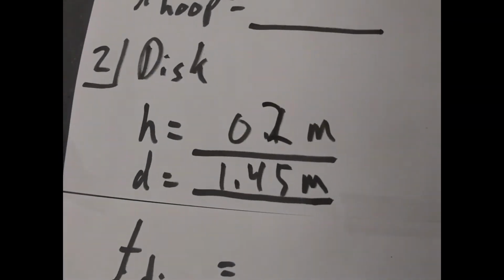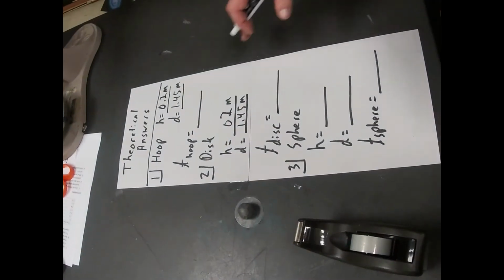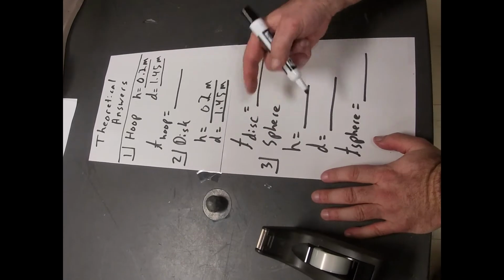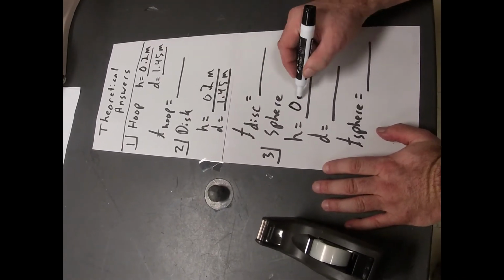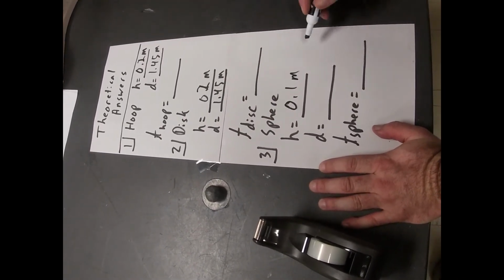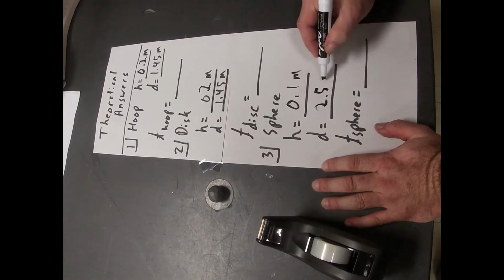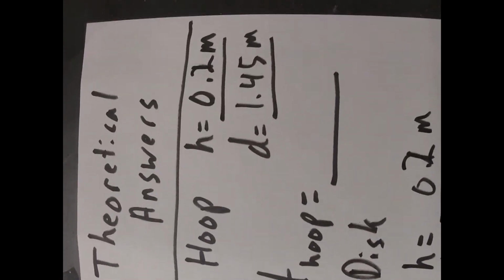And last but not least, we said those were 0.2 high, didn't we? Yeah, 0.2 high, sorry. Anyway, I did have the distance right. Now for the sphere, we said that one was 0.1 meter, and that one was 2.5 meters long. Now we have our stuff.